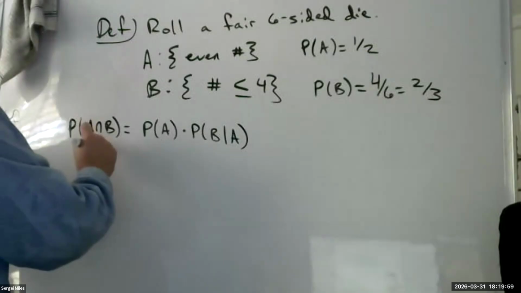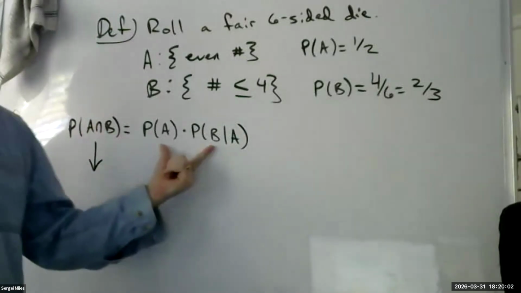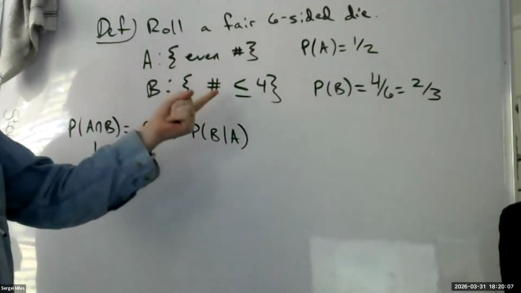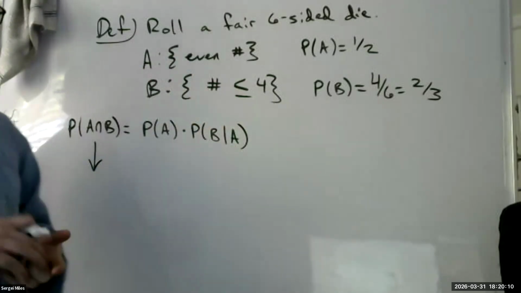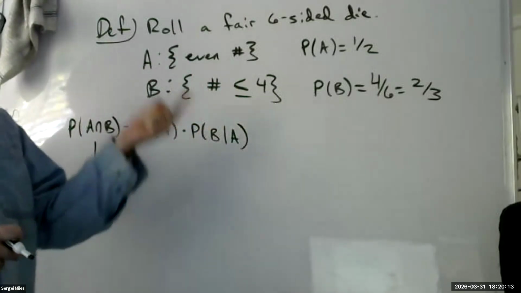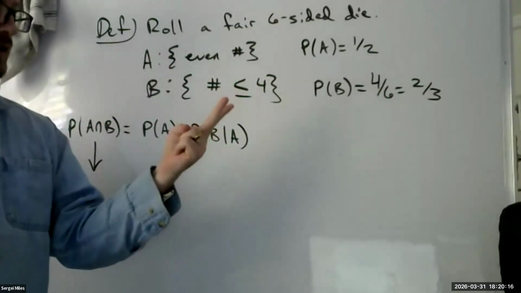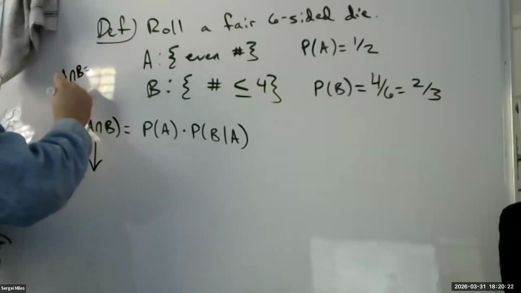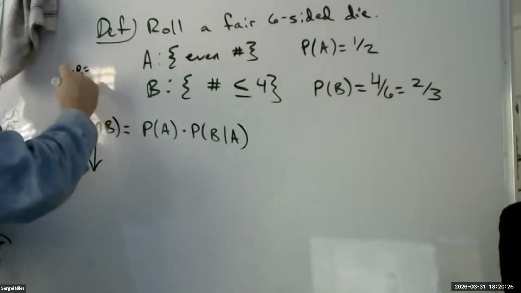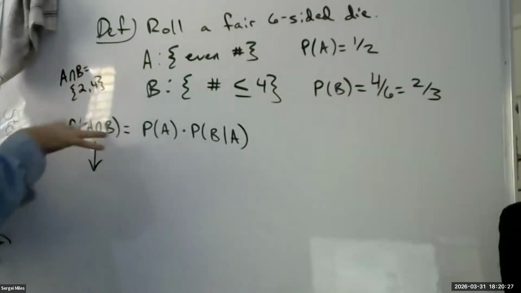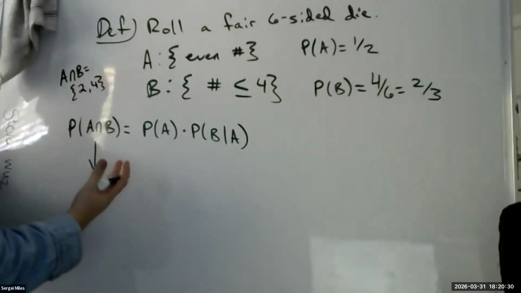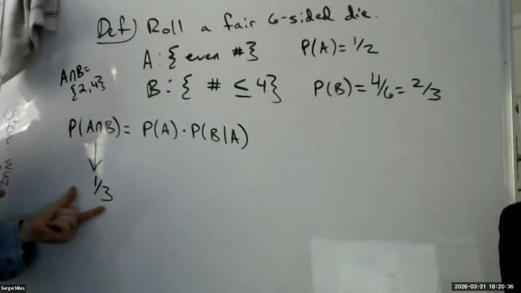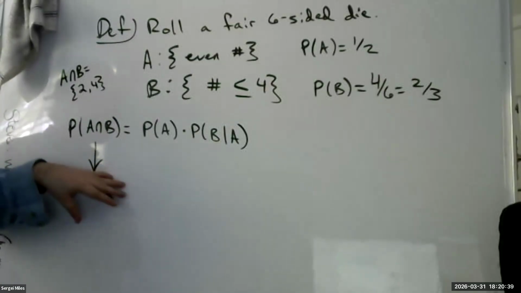Now, first, if I were just trying to calculate A intersect B ordinarily, without using this formula, I'm looking at even numbers which are less than or equal to 4. Well, there is 2 and there is 4, so that's 2 possible numbers. A intersect B is a set containing the sample points 2 and 4. So the probability of this intersection is 2 out of 6, or in other words, 1/3. So we already know what the answer is supposed to be, but forget about that for a moment. Suppose we didn't know that answer.